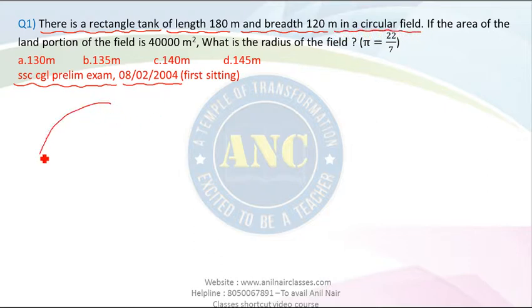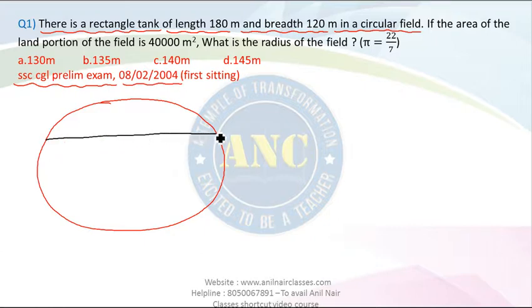That means I have a circular field like this. The diagram is not drawn to scale. Inside that circular field I have a rectangular tank. The question is, there is a rectangular tank of length 180 meters, that means length is given as 180 meters, and breadth 120 meters in a circular field. The circular field is what is represented in red color, and the rectangular tank is what is represented in black color at this moment.